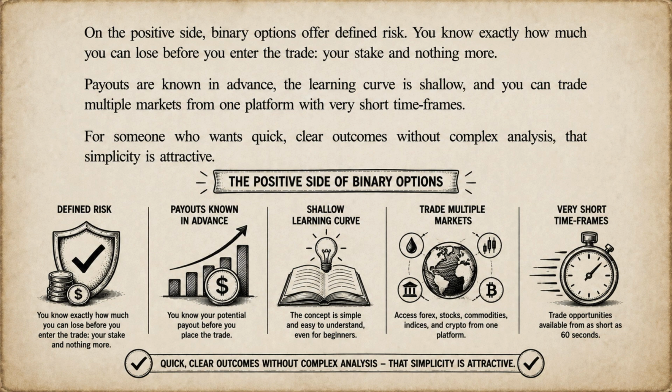Advantages and disadvantages, risks versus rewards. On the positive side, binary options offer defined risk. You know exactly how much you can lose before you enter the trade, your stake and nothing more. Payouts are known in advance, the learning curve is shallow, and you can trade multiple markets from one platform with very short time frames. For someone who wants quick, clear outcomes without complex analysis, that simplicity is attractive.